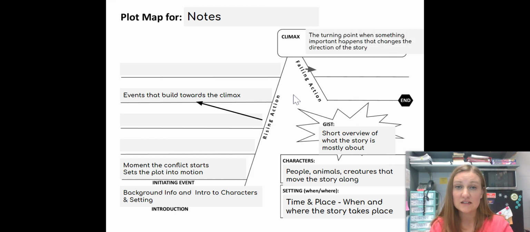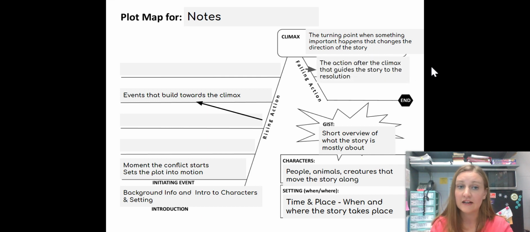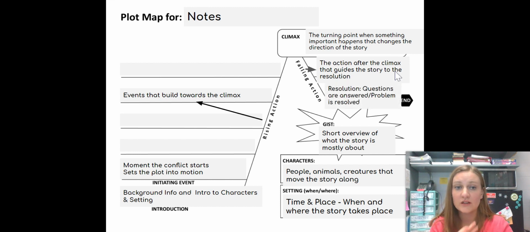The climax then is the turning point. Something important is happening and it changes the direction of the story. Usually the problem starts to get better after that point. Falling action is after the climax. We're guiding the story to the resolution. And the resolution is when the questions are answered, the problem is resolved, and our story comes to an end.